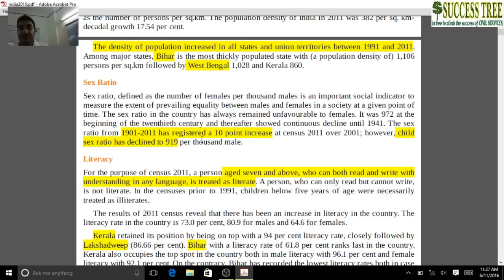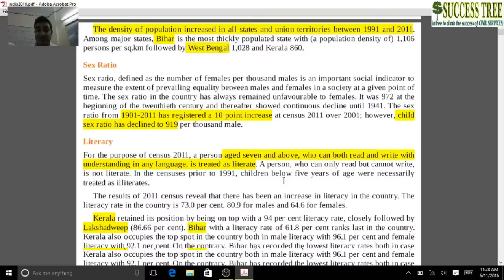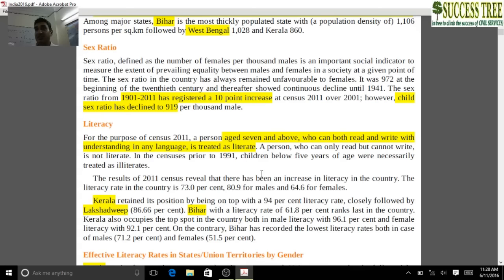From child sex ratio, again a very important question can come up, you should remember this. From the mains as well. The child sex ratio that we have is 919 per 1000 males. So it has declined again. And which state is the worst performing state in terms of child sex ratio? Haryana, correct. Mahendragarh and Jhajjar districts are the two worst performing districts as well. So it becomes a matter of discussion as well.